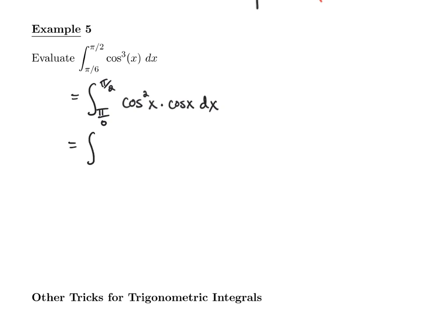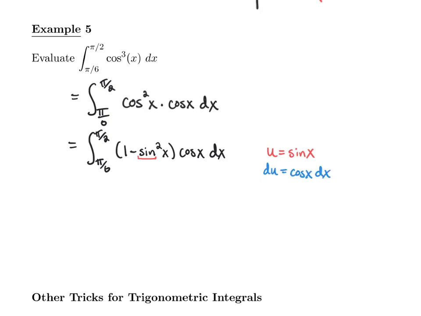And the thing that I have at my disposal is the Pythagorean identity. I can rewrite cosine squared as 1 minus sine squared x times cosine x dx. So I'm just rewriting that cosine squared as 1 minus sine squared using a Pythagorean identity. Now the u on this is a little bit trickier. We're going to just let the u be sine of x, because then the du is cosine x dx.